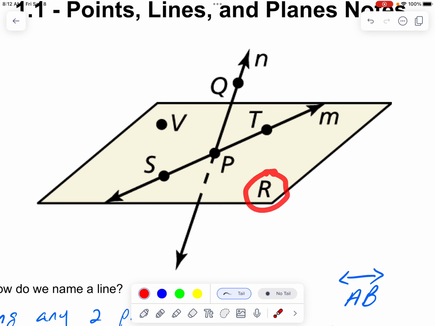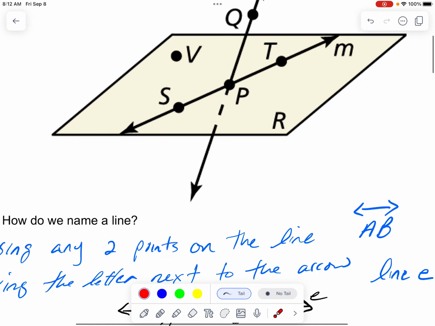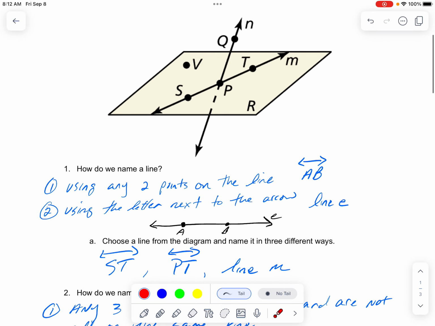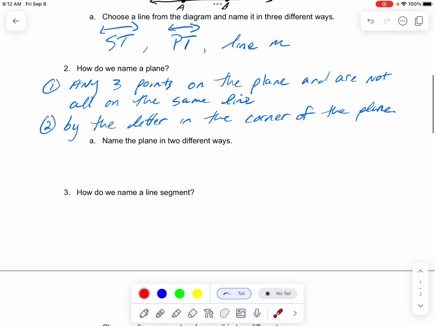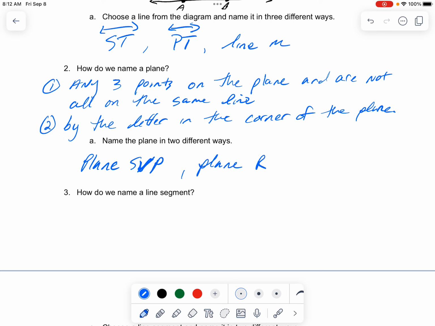Notice that this R isn't next to a point. It's not next to an arrow. It's all by itself in the corner of the plane. That's how I know it's plane R. The only point on this diagram that we couldn't use is Q, because remember, that is up above the plane. That's coming up off of it. So plane SVP, I'll just write that one down. Plane SVP, right? There's no notation above the letters for a plane, or we said plane R, because that's the big letter in the corner.